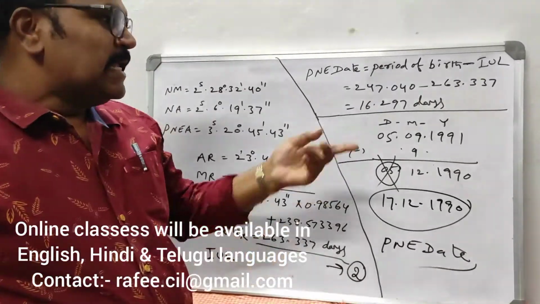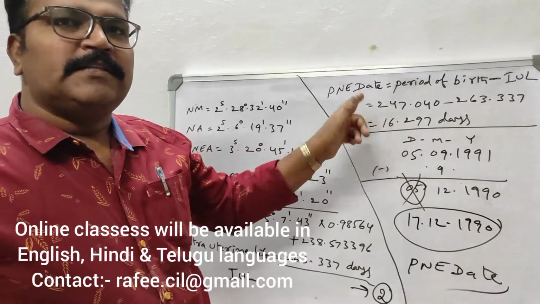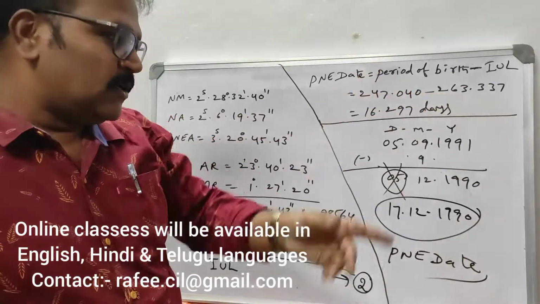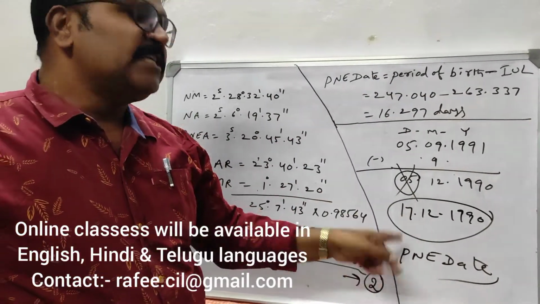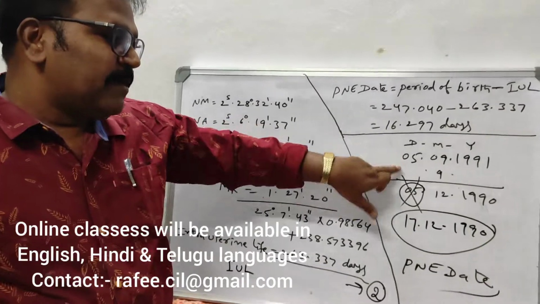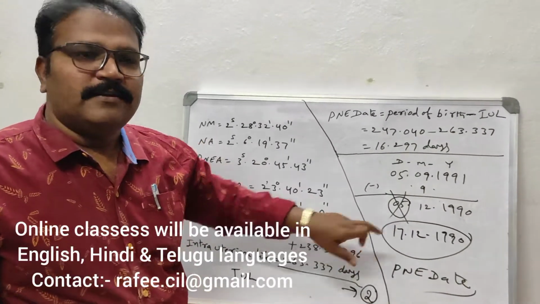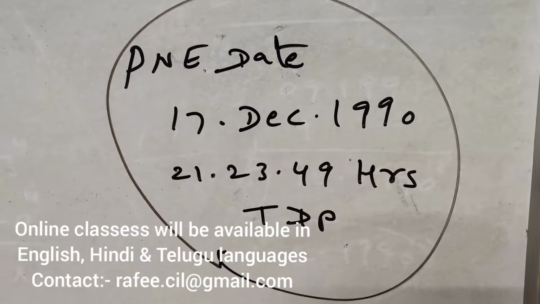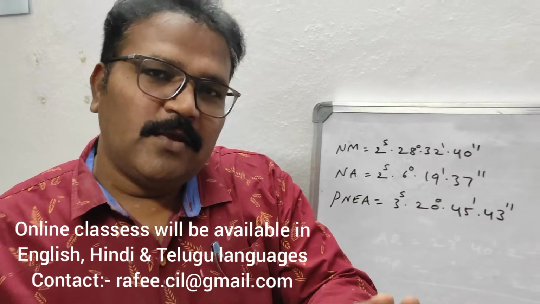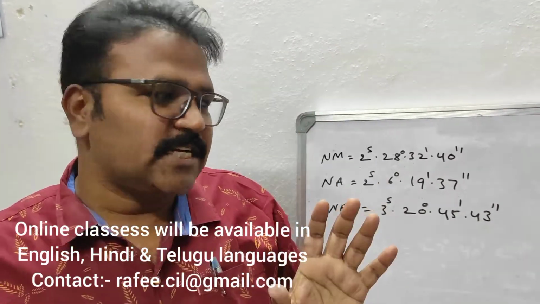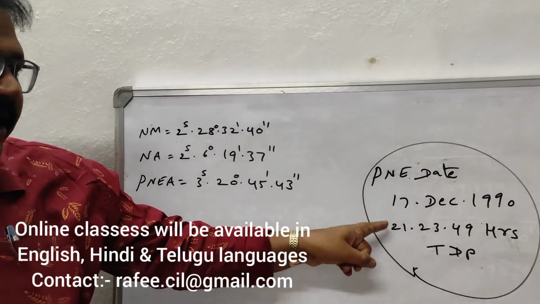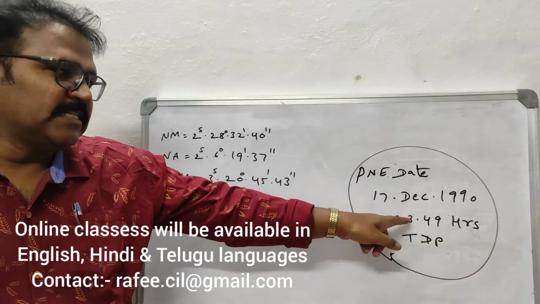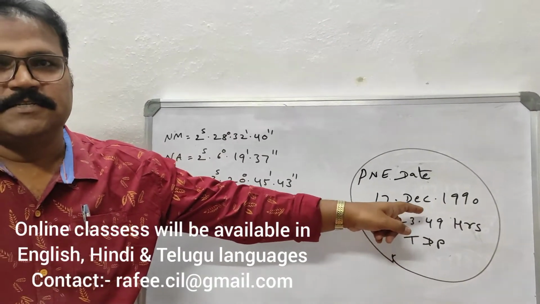Suppose, for example, it is 10 point something, then you should take 11. Like that, 16 point means 17. So 1990 December 17 is the prenatal epoch date. So this is the date of birth, and this is the prenatal epoch date. Finally, we get the prenatal epoch date and the prenatal epoch birth time: 21 hours, 23 minutes, 49 seconds.